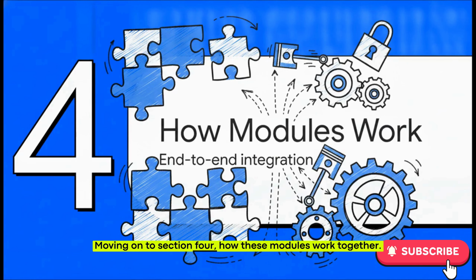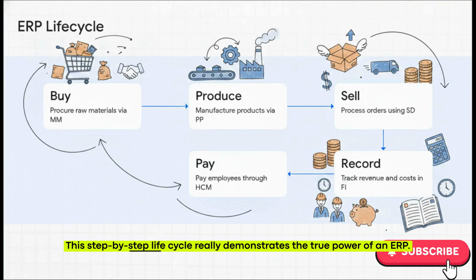Moving on to Section 4, how these modules work together. This step-by-step lifecycle really demonstrates the true power of an ERP. Let's take a real-world manufacturing company. First, they use the MM module to buy raw materials. Once that stuff arrives, the PP module schedules the factory floor to turn it into a finished product, let's say a high-tech widget. Next, the sales team uses SD to process a customer order and ship that widget out.